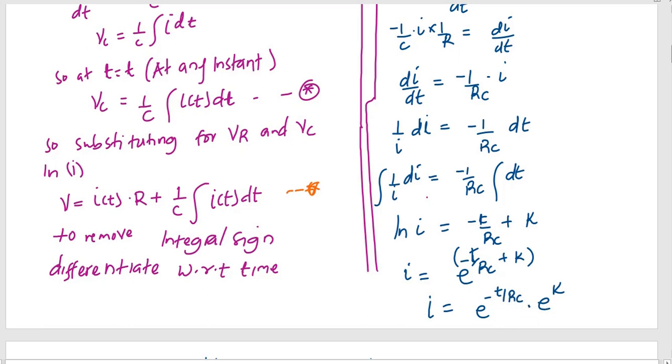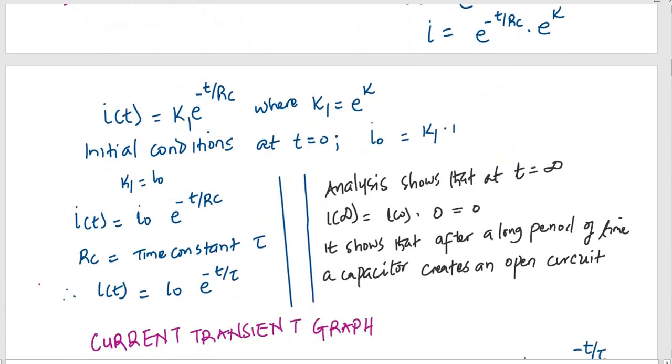So what does this mean? It means that this exponential of k is a constant, because the exponential of a constant is also a constant, say k1. Now that means our I will equal k1 times the exponential of negative t over RC.